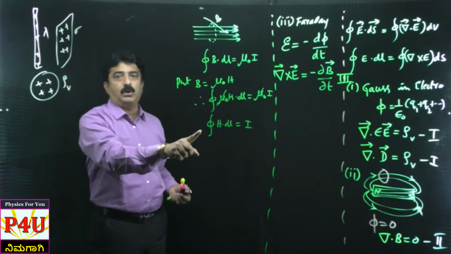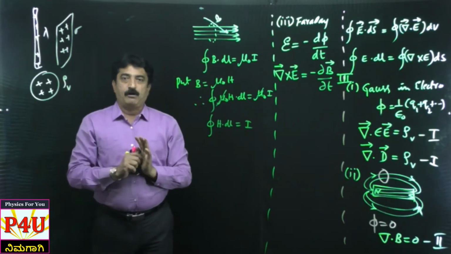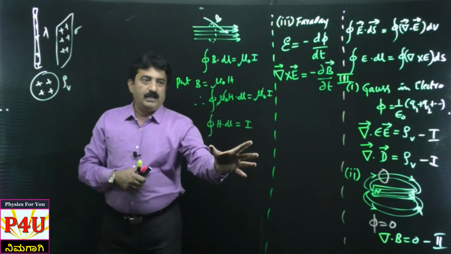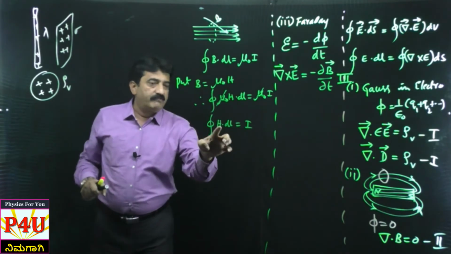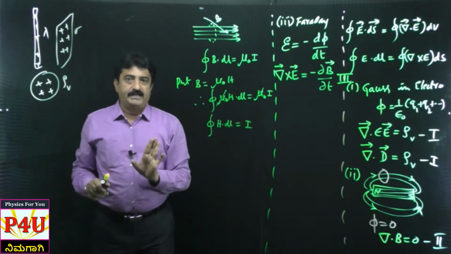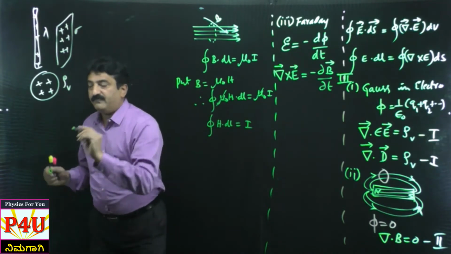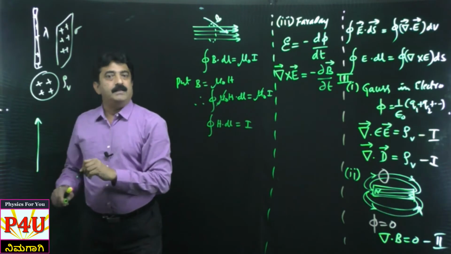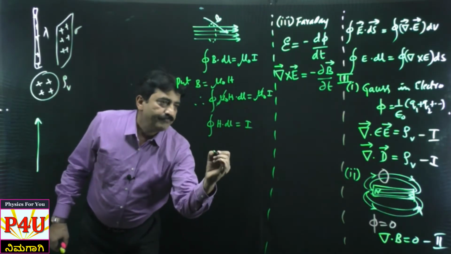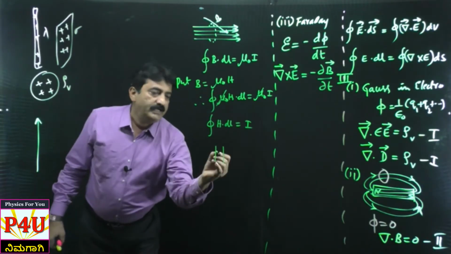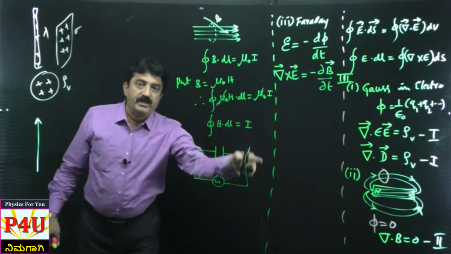Well, we have one serious problem here. According to this formula, whenever there is current, there will be a magnetic field, or conversely, wherever there is a magnetic field, there must be current. This seems to be okay if there is a straight conductor. If there is a straight conductor carrying current, there will be a magnetic field. Suppose you have a capacitor and you connect this to an AC source, we have a current flowing in the circuit.